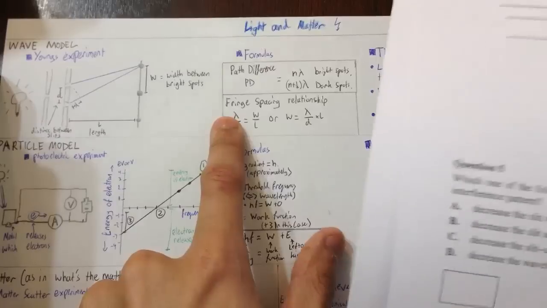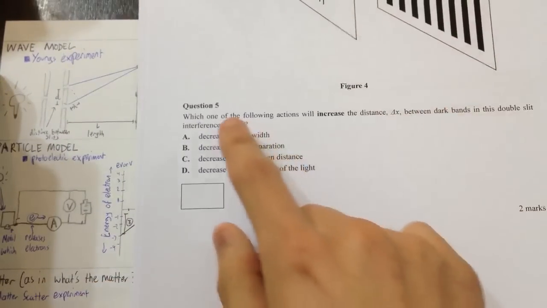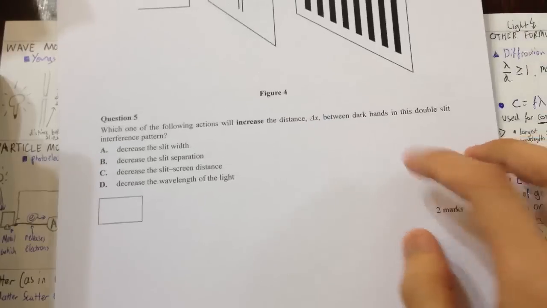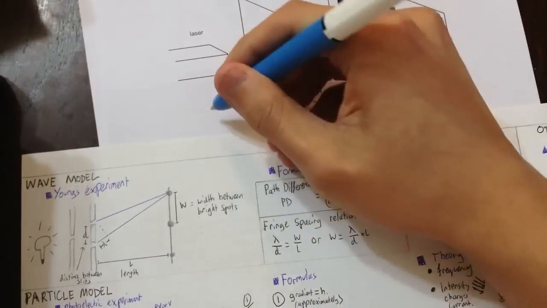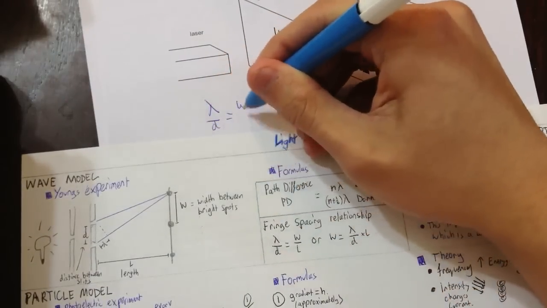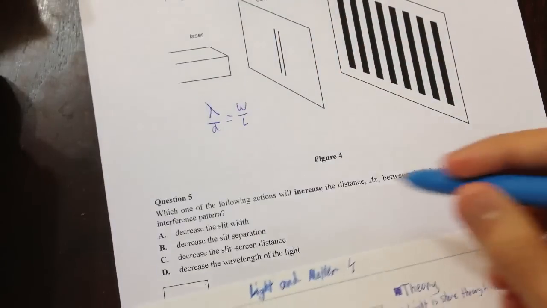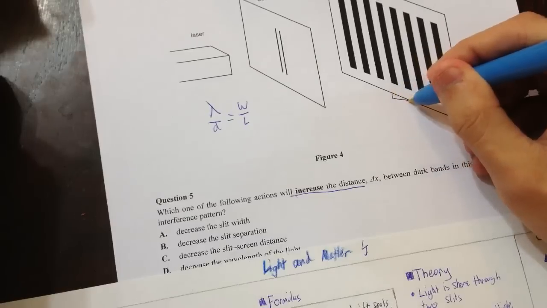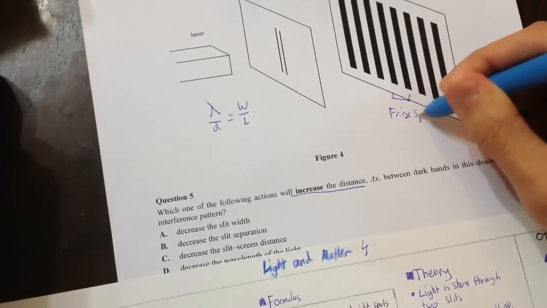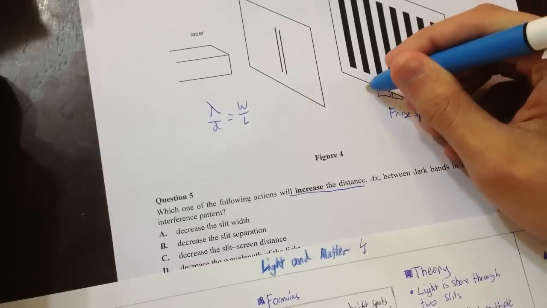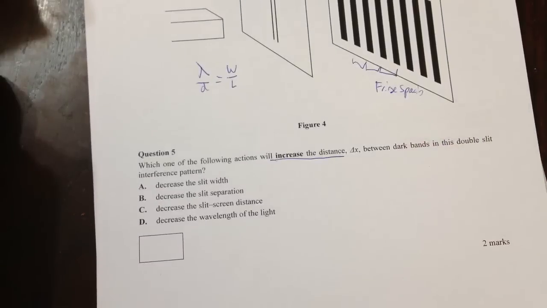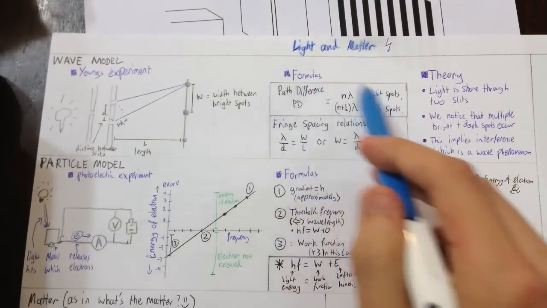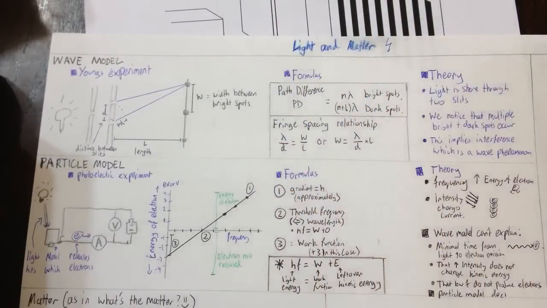So we'll start with the second formula, actually, the fringe spacing relationship. Which of the following will increase the distance delta x between the dark bands in the double slit? So the fringe spacing, I'll just write the formula here. I know I need to use the fringe spacing relationship because increasing the distance between dark bands means increasing the fringe spacing. We need this formula because, if you notice, the path difference formula has nothing to do with the distance between bright spots and dark spots.